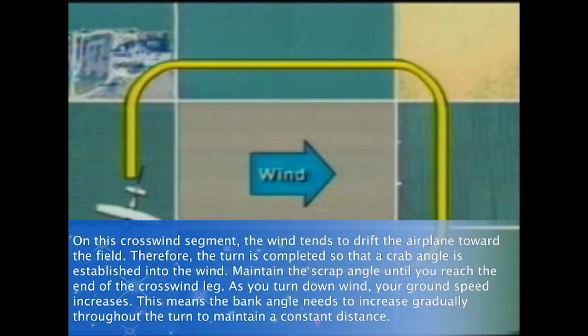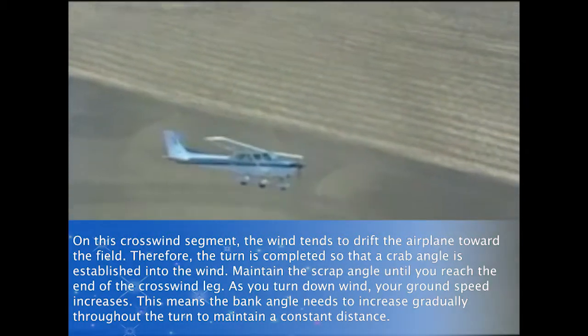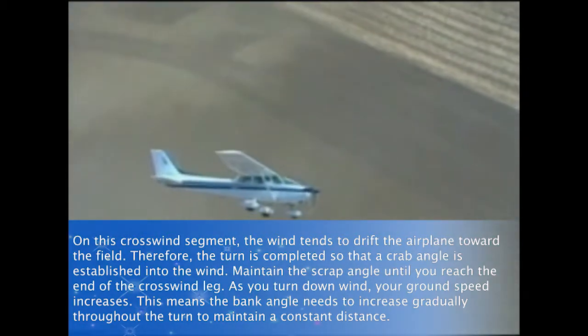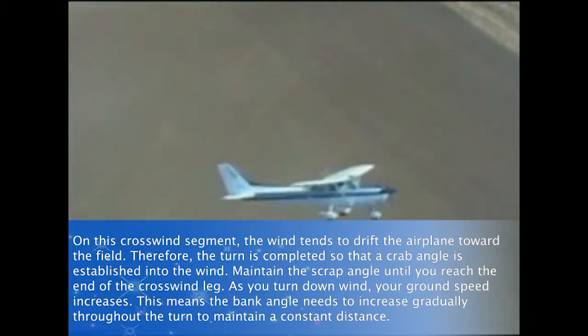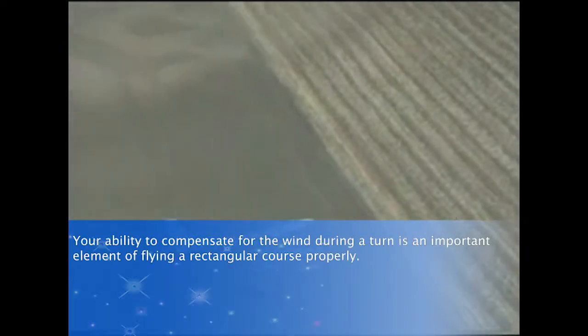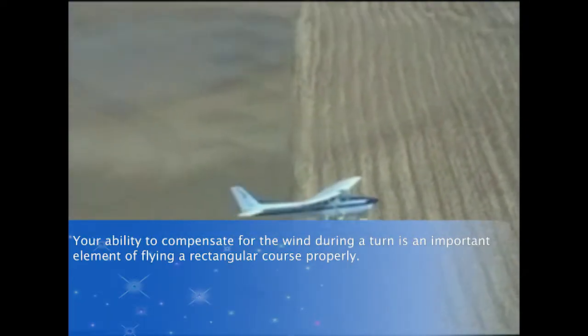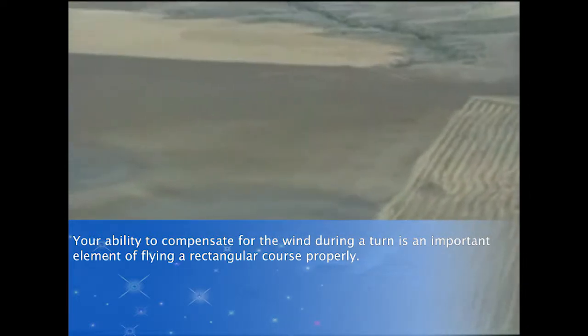As you turn downwind, your ground speed increases. This means the bank angle needs to increase gradually throughout the turn to maintain a constant distance. Your ability to compensate for the wind during a turn is an important element of flying a rectangular course properly.